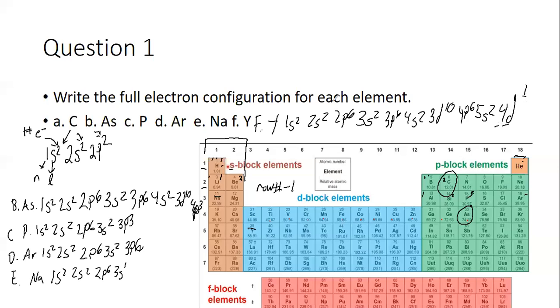All right, now that you've seen how to use the periodic table to determine full electron configurations, are there any questions about how I was able to figure all of this out?